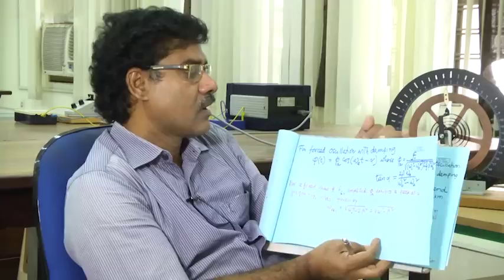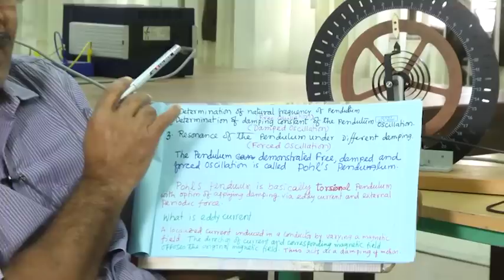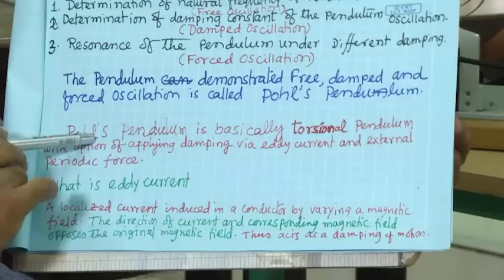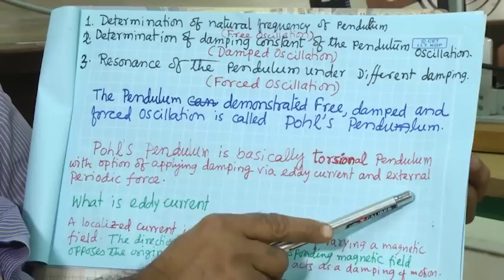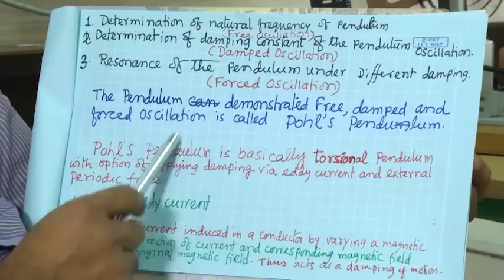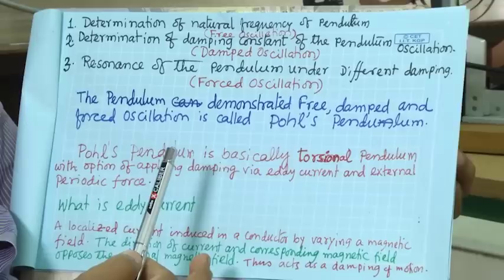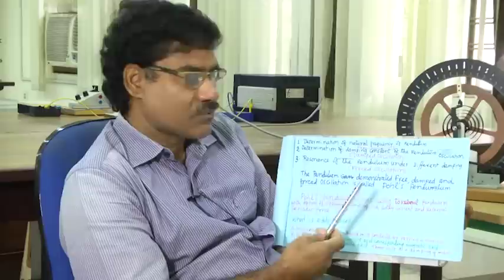So, what is the Pohl pendulum? How are we applying damping, and how are we applying external force in this setup? Pohl's pendulum is basically a torsional pendulum with the option of applying damping via eddy current and an external periodic force. This is the arrangement where we can demonstrate free oscillation, damped oscillation and forced oscillation. Damping we apply via eddy current, and we have the option to apply an external periodic force.